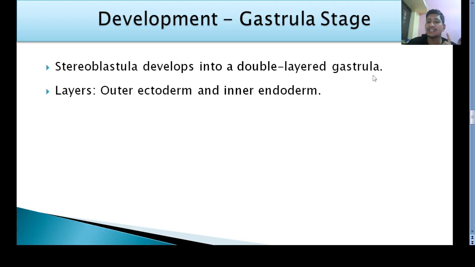Okay, so in case of Obelia, since it is a diploblastic animal, the gastrula is double layered. And you know that already, the two layers are outer ectoderm and inner endoderm. Okay, so don't get confused, dear students. In case of humans, we have three layers: ectoderm, mesoderm, endoderm. So we are triploblastic, but Obelia has only two layers, therefore it is a diploblastic animal.